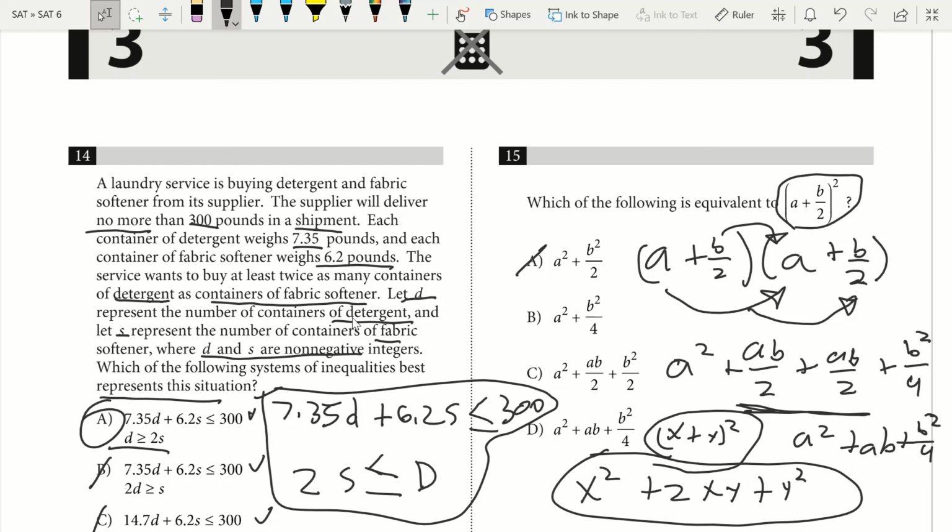Now we find which equation is the same as ours, and that is D. So D is our answer.